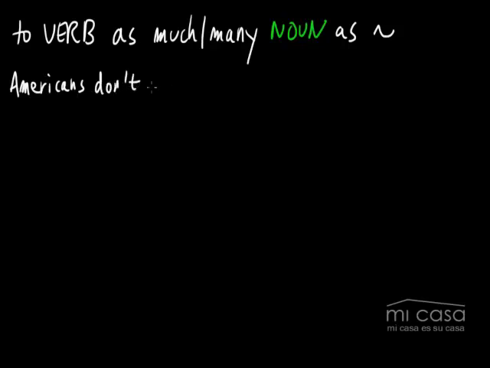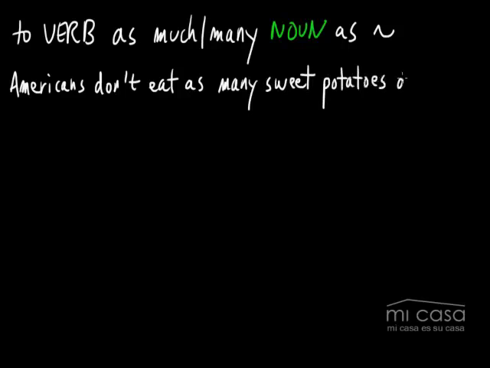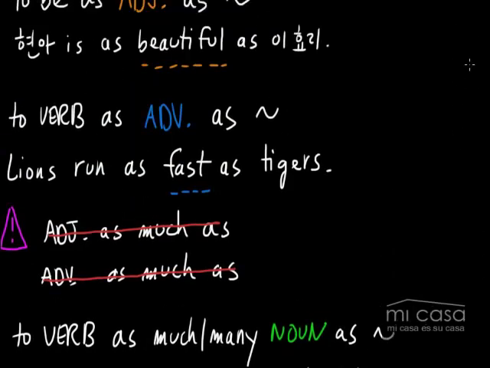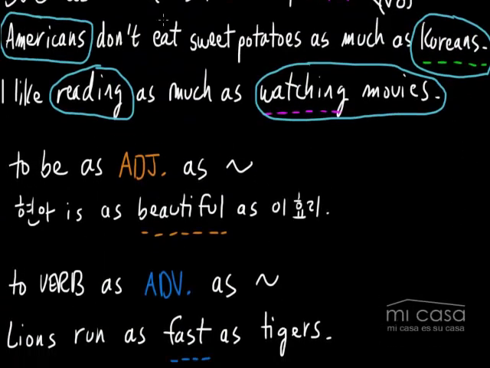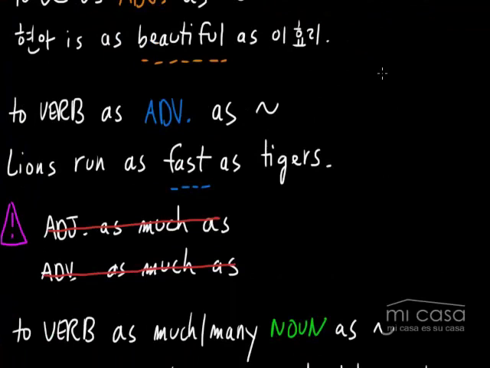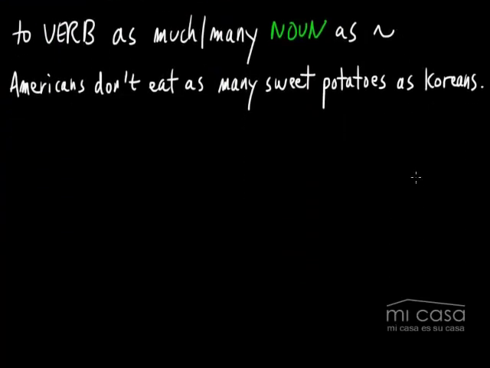don't eat as many sweet potatoes as Koreans. If we go back up, we will see a very similar example. It says right here, Americans don't eat sweet potatoes as much as Koreans. So here we have the noun before, and down here we have the noun in between, in the middle. I'm going to rewrite the example that's above, just so that we have them both together. And then I'll explain how these are different.